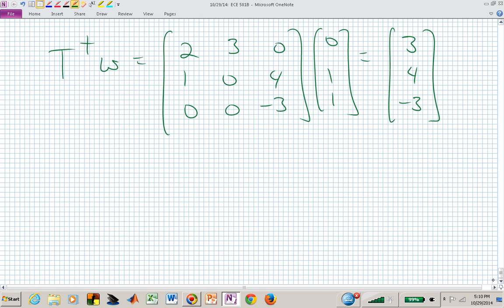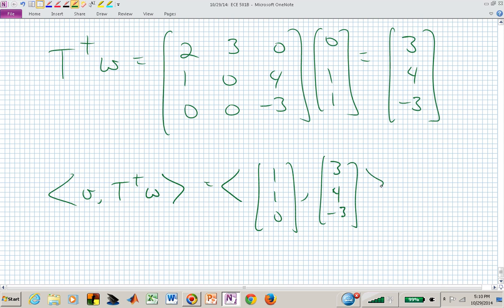But we're not going to take the inner product of it with the same thing that we had before. We now take V with T dagger W. Or we're now taking the inner product of 1, 1, 0 with 3, 4, minus 3. And what is that? 7, which is what we better have obtained. Questions on that?